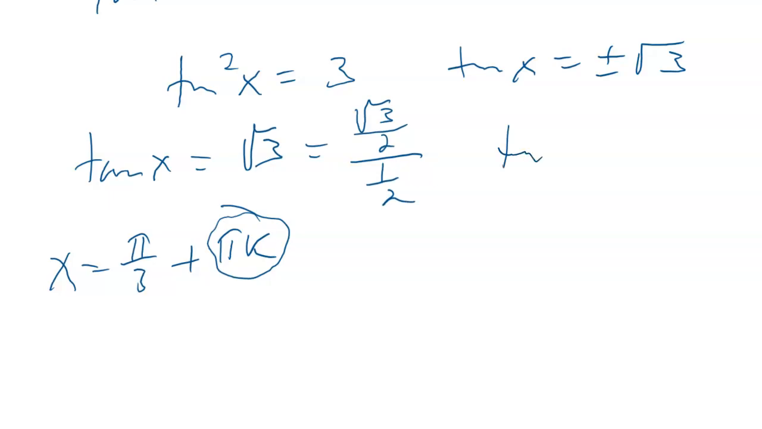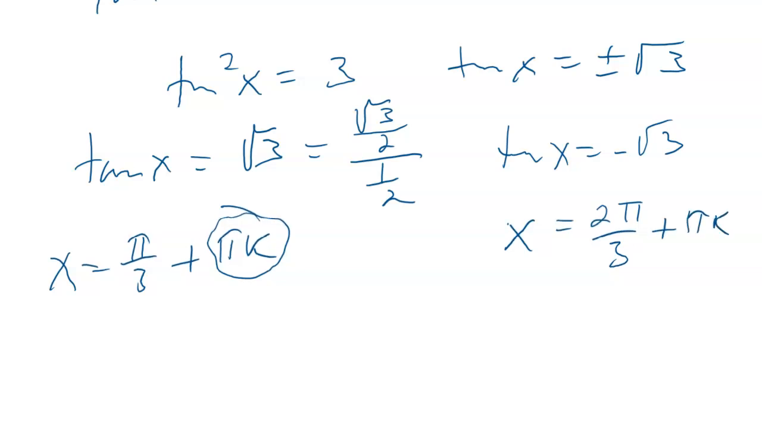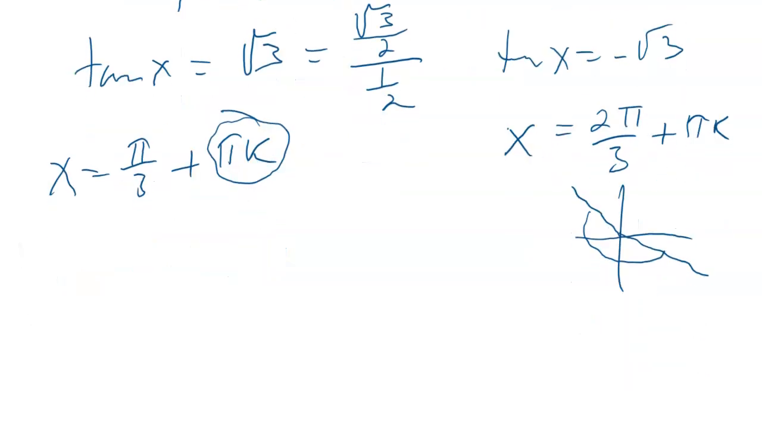On to the negative. So tangent of x is equal to negative root 3. It's going to be for the same reference angle of pi over 3, but now it's the negative. So talk about the second and fourth quadrant. The pi over 3 in the second quadrant is 2 pi over 3. And if I do the pi k thing, it'll pick up the value in the fourth quadrant. I'll draw a picture here. There are 60 degrees, there are 60 degrees. It is pi apart, but we should know that because the period of tangent is pi.